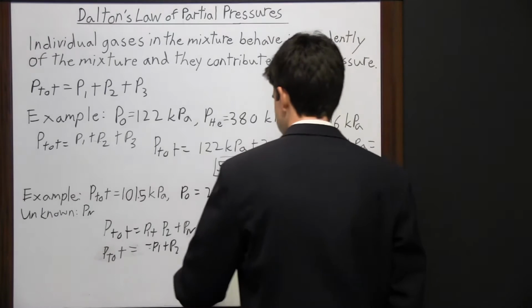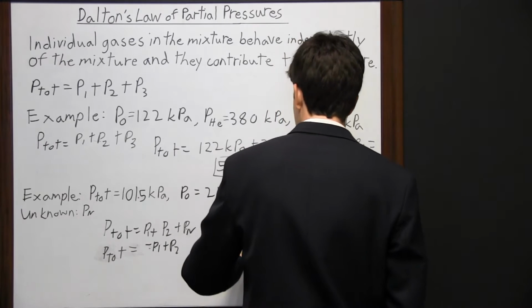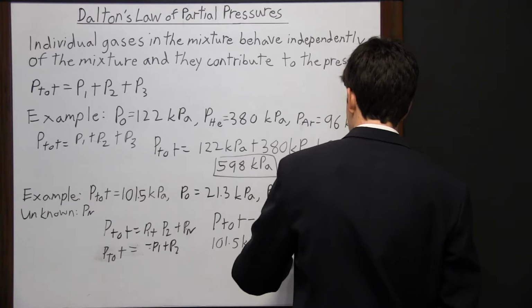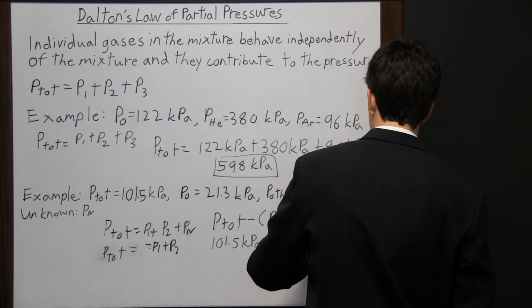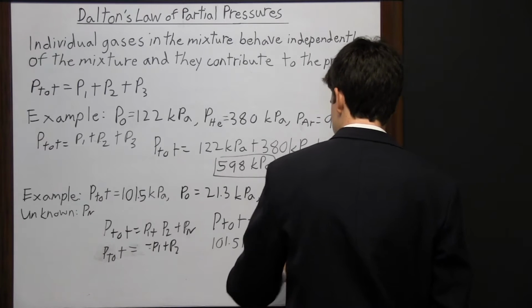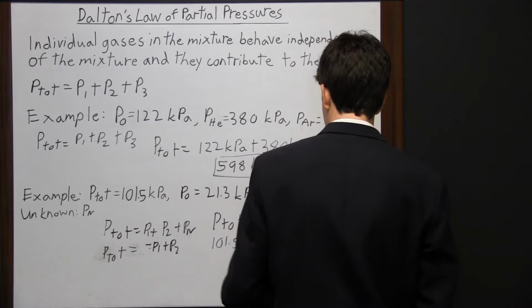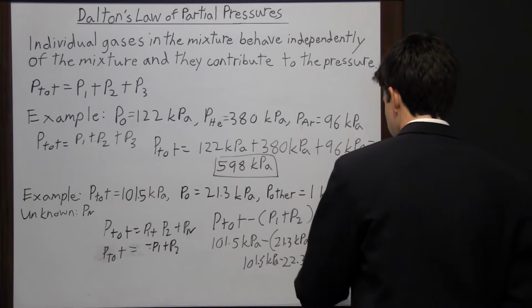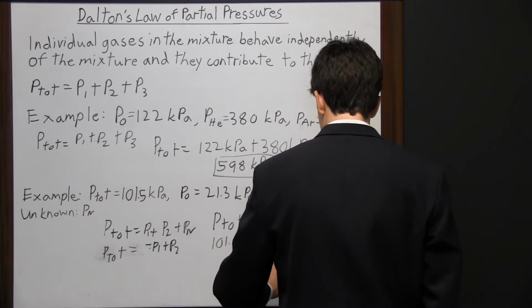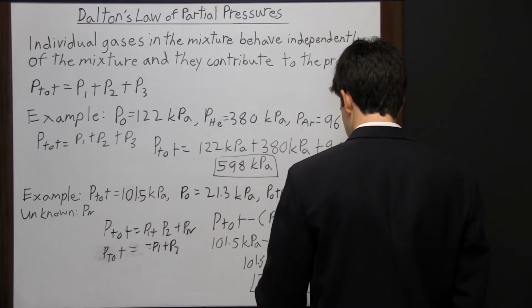So now we just plug our numbers in: 101.5 kPa minus (21.3 kPa plus 1 kPa). So we just add these, 22.3 kPa, and subtract that from 101.5 kPa, and I'll save you the math. We get 79.2 kPa. And kPa is just short for kilopascals, which is a unit of pressure.